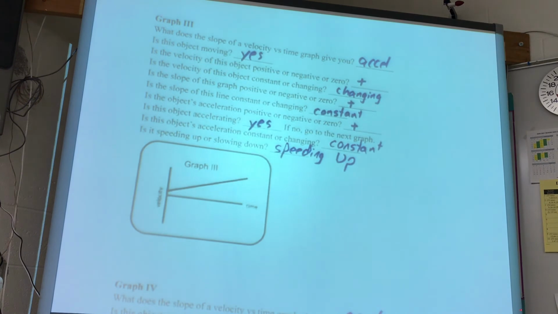Graph 3, okay? Slope of velocity versus time graph gives me acceleration. That's like the same thing over and over. That's by design. I'm trying to reinforce that idea.